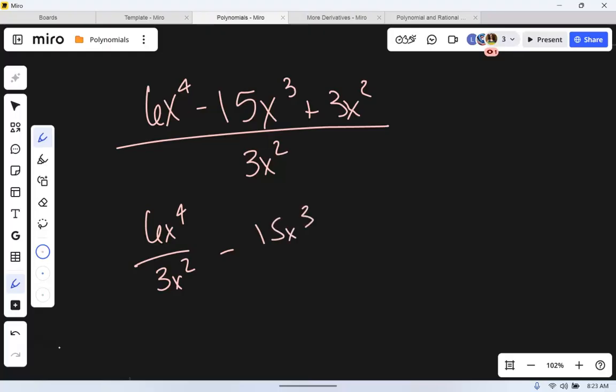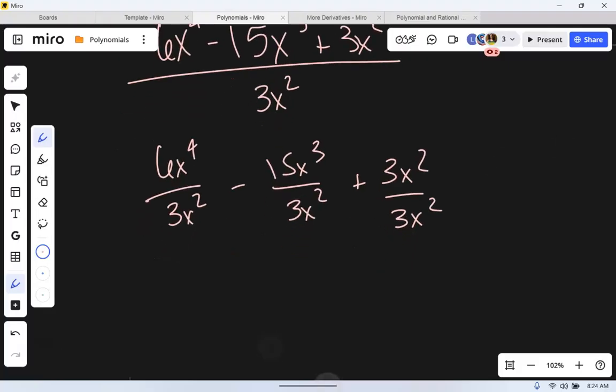Minus 15x cubed over 3x squared. And it just becomes 3 separate problems like we did with the properties of exponents, right? Y'all remember this? Everybody okay? All right. So each one of these would simplify to 2x squared minus 5x plus 1. Everybody okay with that? Okay.